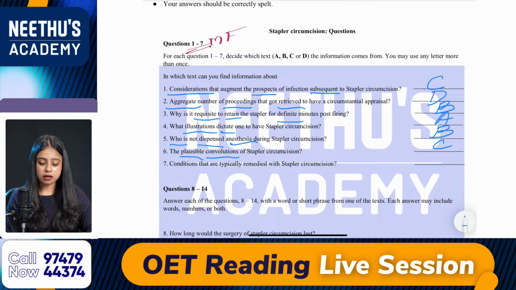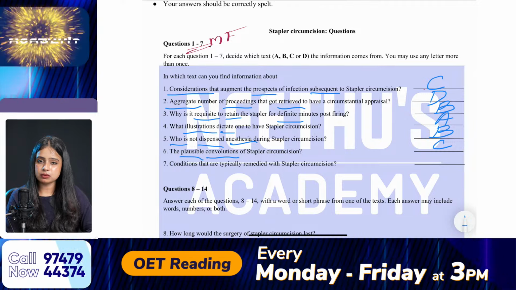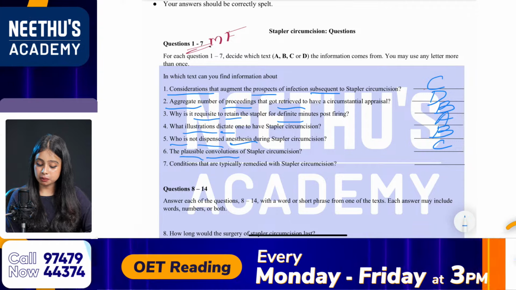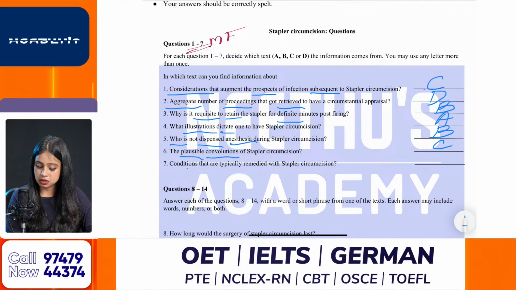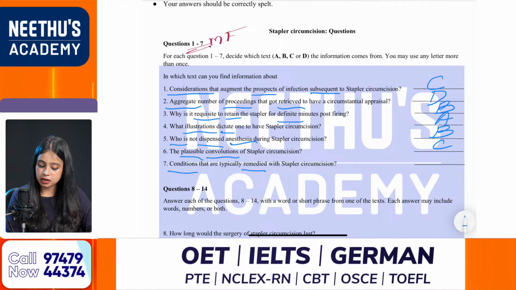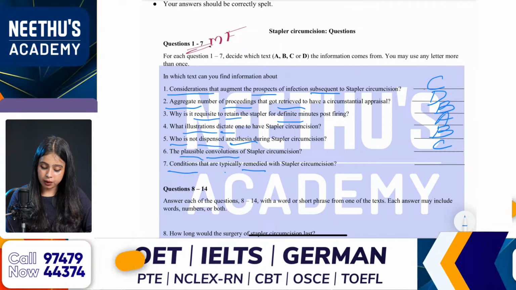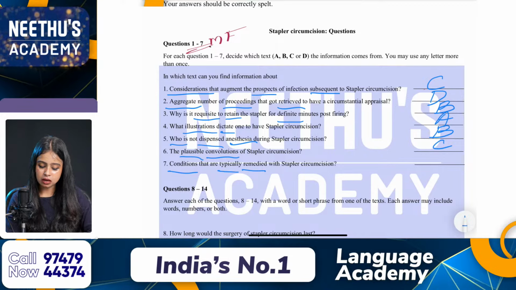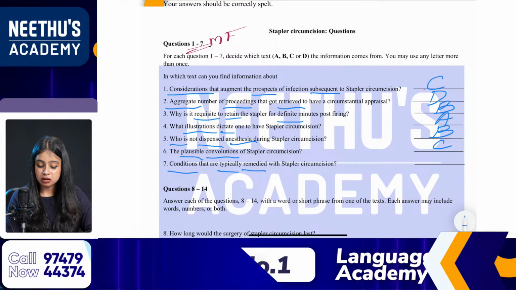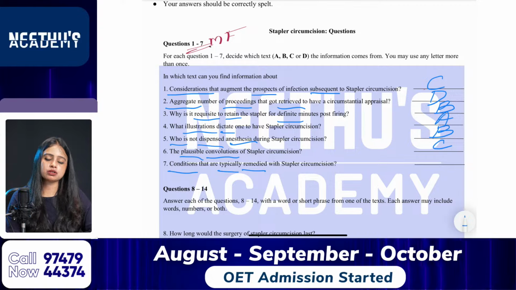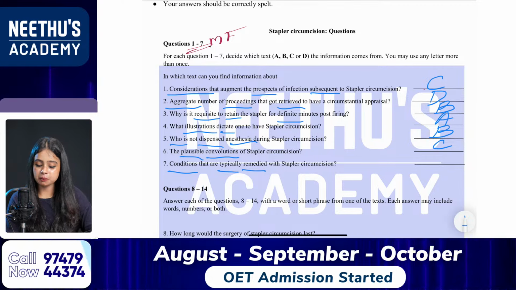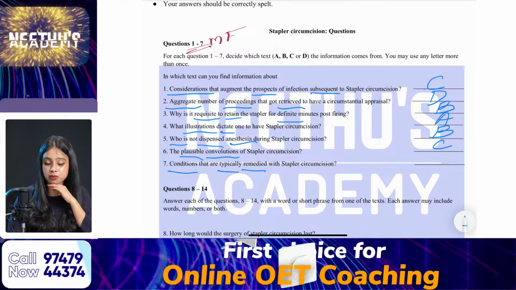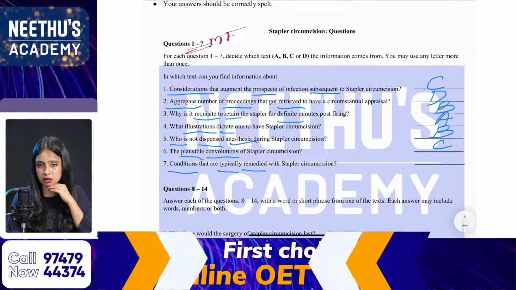Okay, dear. Then what about seventh one? Seventh question. Conditions that are typically remedied with stapler circumcision. So conditions remedied as well as typically. Okay, so conditions that are normally or usually treated, remedied, which means treated with a stapler circumcision. Okay, any idea what are the conditions? So where they've mentioned about these conditions.